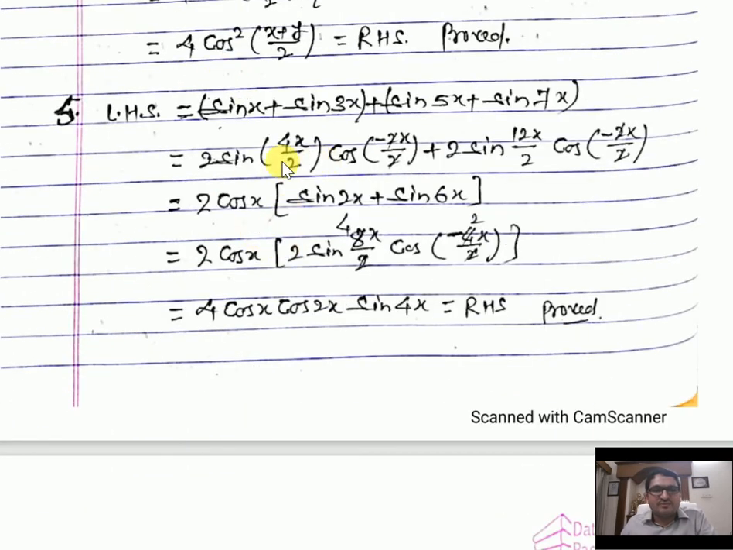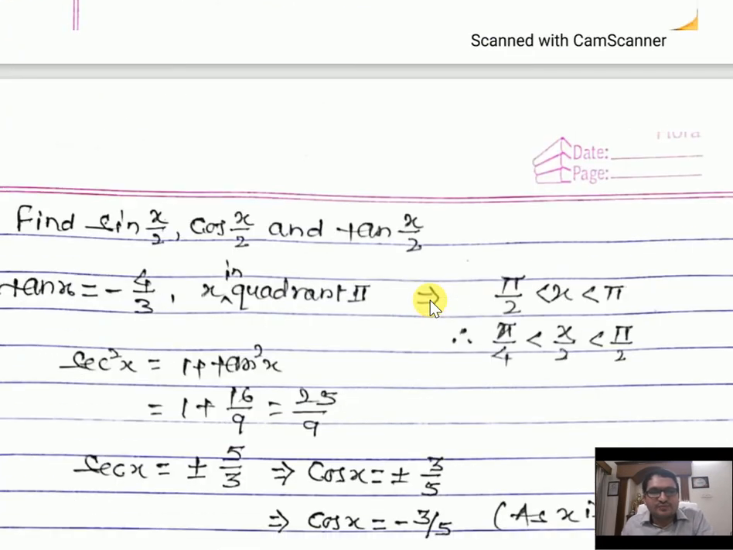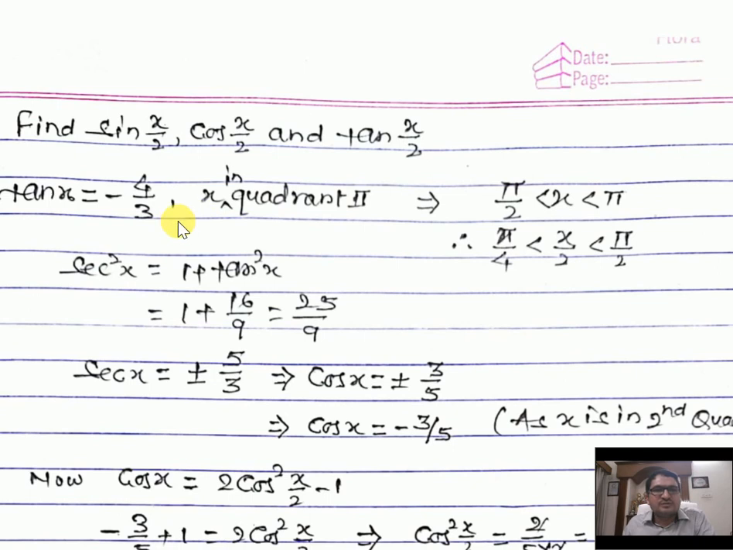Question number 5. sin x plus sin 3x, sin 5x plus sin 7x. Apply the formula sin C plus sin D in both parts. So 2 sin((C plus D)/2), and then 2 cos x common, sin 2x plus sin 6x, again apply sin C plus sin D. So your result will be 4 cos x cos 2x sin 4x, the right-hand side, hence proved.